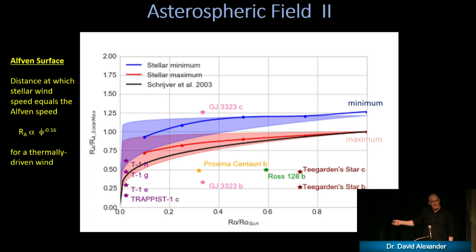There are lots of planets outside their star's Alfvén surface. The problem is they're not in the habitable zones of those stars. So you've got to have both. You've got to be protected in terms of the sun, the stellar activity, and you've got to be in the Goldilocks zone when it comes to temperature. We do not have a planet, as far as I know, that satisfies both those conditions yet.